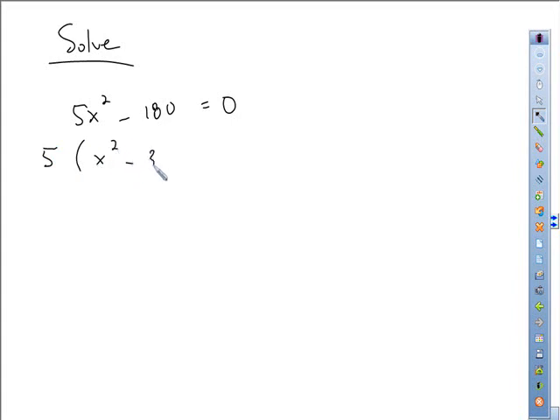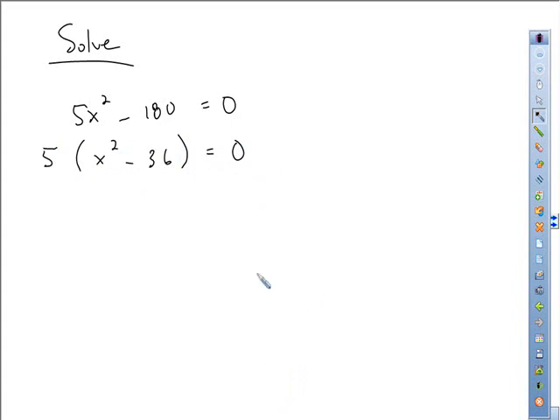The next type of problem we're going to solve is: solve 5x squared minus 180 is equal to 0. Well, the problem equals 0 already, so that's fine. Now the next thing we're going to take a look at is, is there a GCF? Well, it looks like we can take out a 5. We'd end up with x squared minus 36 is equal to 0.